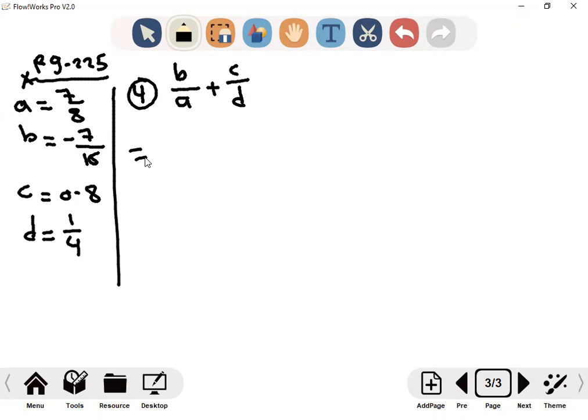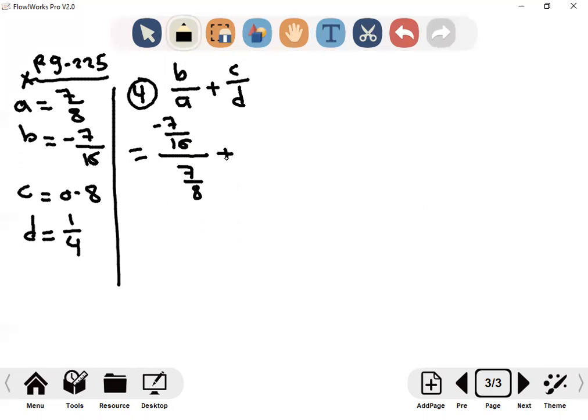B is how much? Negative 7/16 all over A. How much is A? 7/8, right? B is negative 7/16 and A is 7/8. Okay, I got it, I'm sorry. So I wrote B over A.